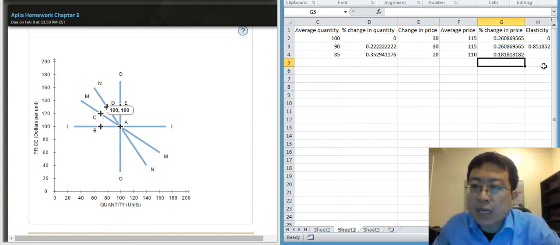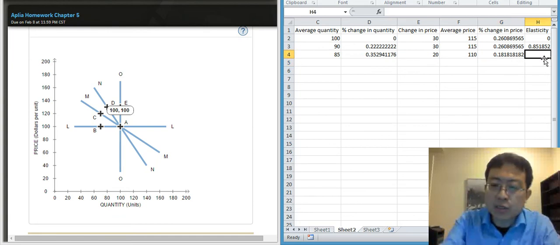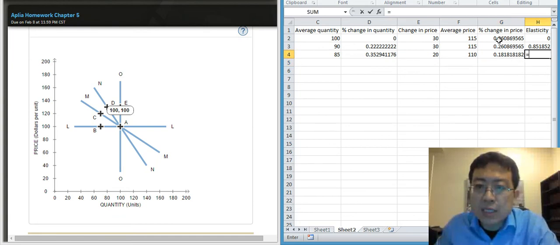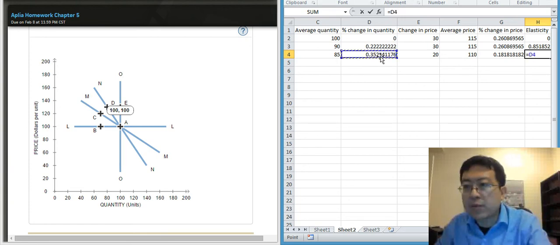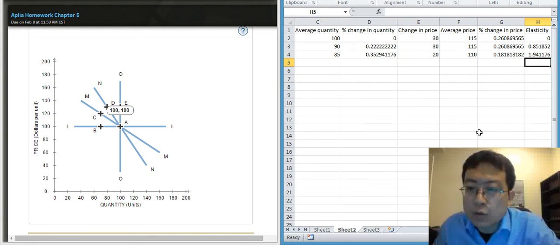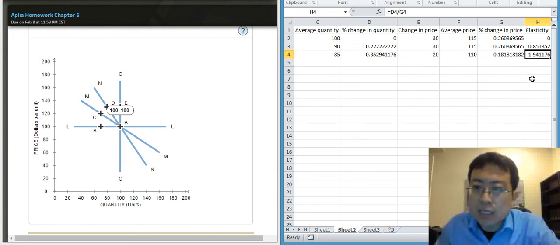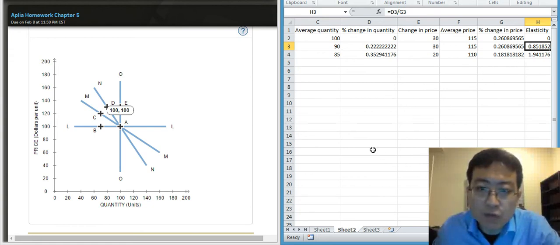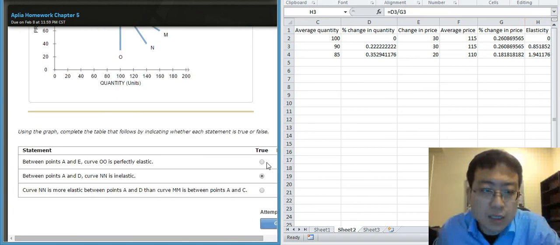And then lastly, elasticity is equal to our percentage change in quantity divided by the percentage change in price, and the answer is 1.94. So by comparison, from point A to C, our elasticity is 1.94, and from point A to D, it's only 0.851852. So from point A to C, the elasticity is higher. So you call that from point A to C is more elastic.